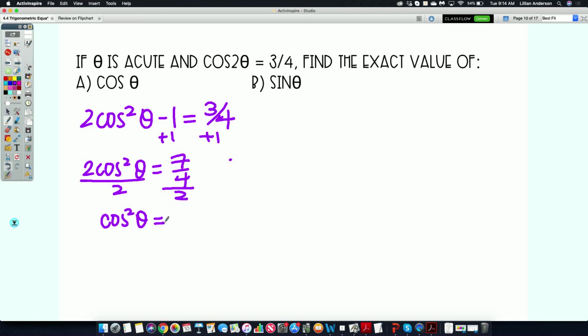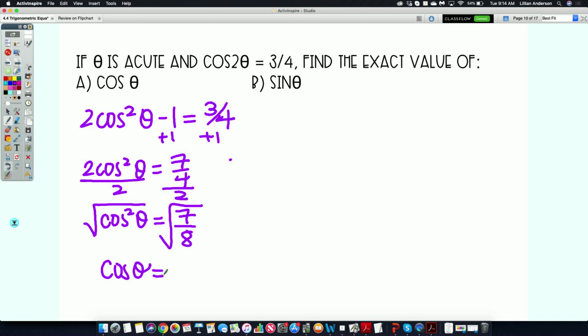What's 7/4 divided by 2? How do I solve for cosine? Square root. And remember, when you square root an equation, it's always plus or minus, but because we're in the first quadrant, we know it's going to have to be a positive.